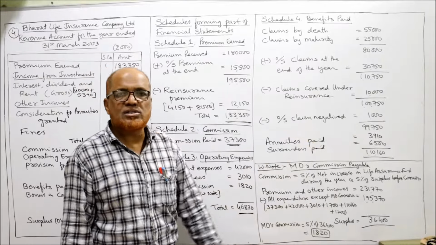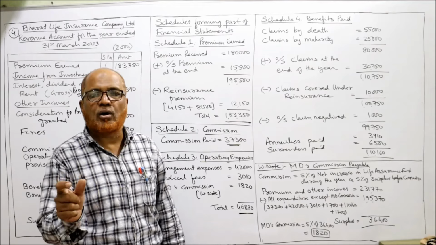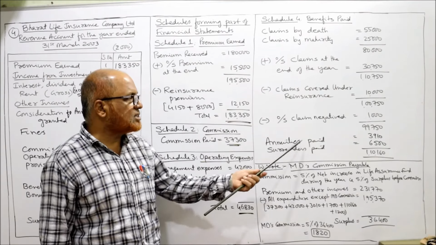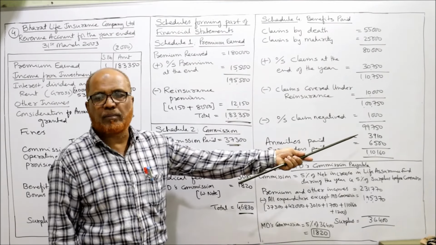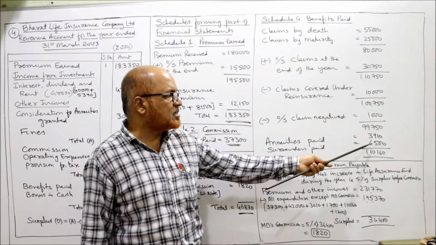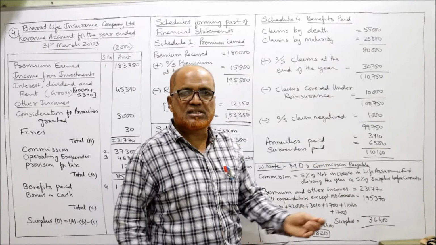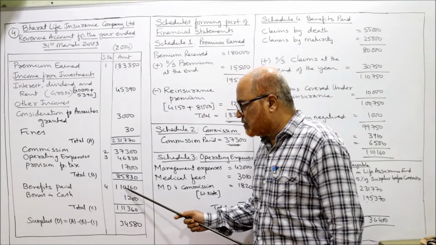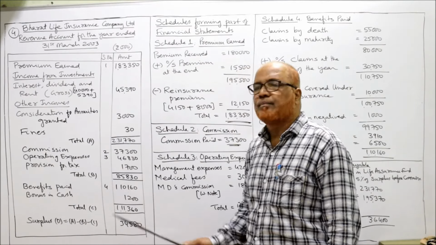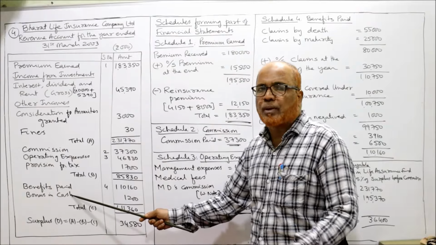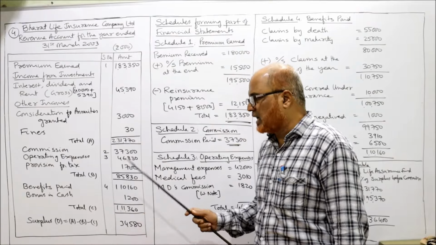So 99,750 is the expenditure on account of claims. Now annuities paid 3,910 given in the problem, no adjustment. Surrenders paid 6,500 given in the problem. The total comes to 1,10,160. I have taken 1,10,160 as benefits paid. Bonus in cash given in the problem, no adjustment. Directly will take bonus in cash.